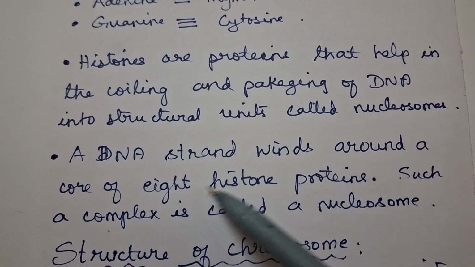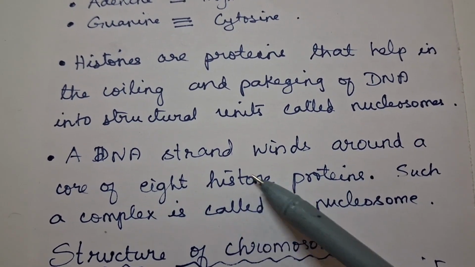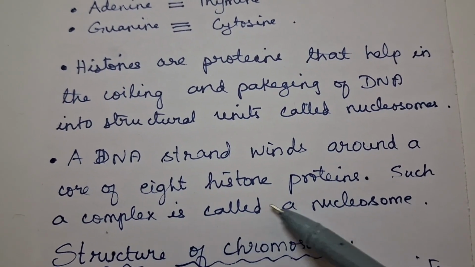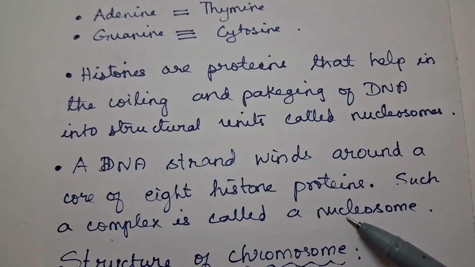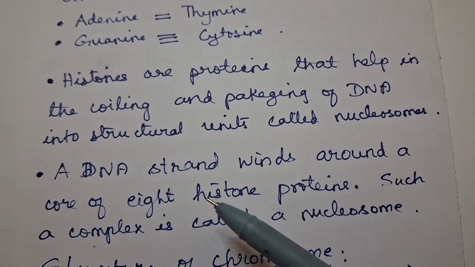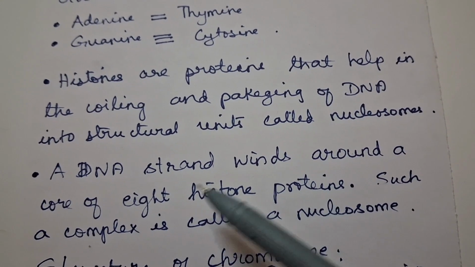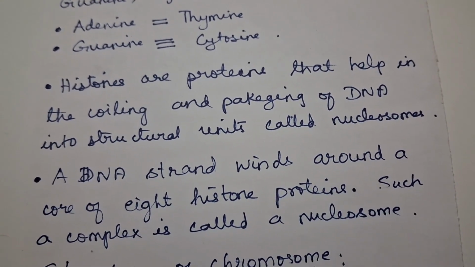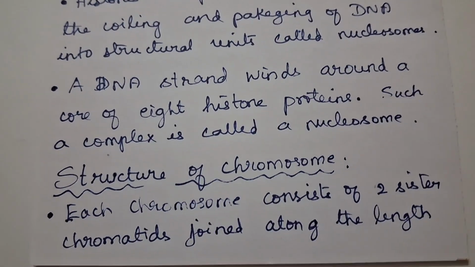Now this DNA strand winds around a core of 8 histone proteins. Such a complex is called a nucleosome. So what does a nucleosome mean? When DNA coils around, winds around the 8 histone proteins, then the whole complex of 8 histone proteins is called a nucleosome. Next one is the structure of a chromosome.